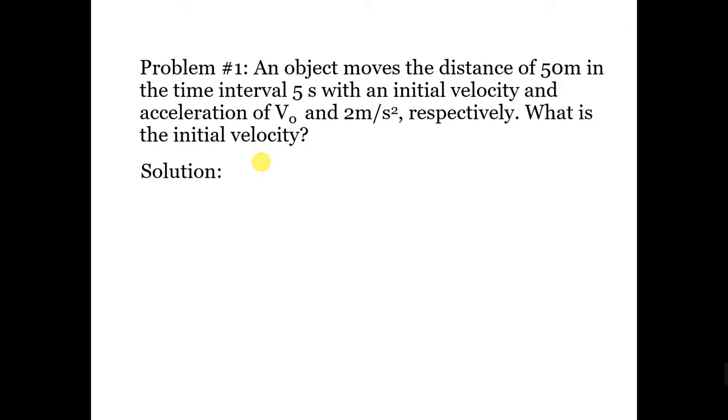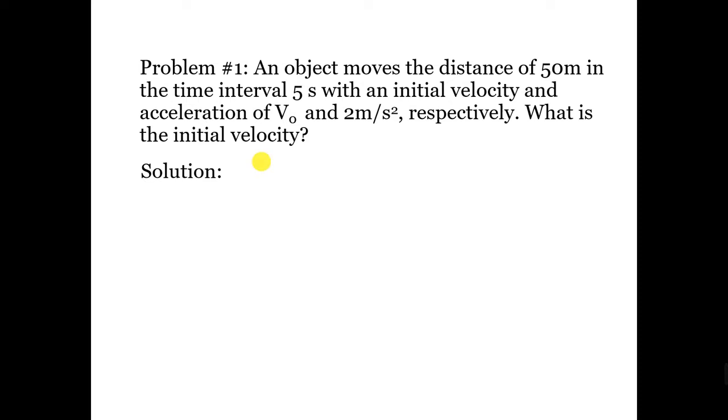Good day everyone. Let us try to solve some examples under one-dimensional motion problems with constant acceleration. For problem number 1, an object moves the distance of 50 meters in the time interval 5 seconds with an initial velocity and acceleration of v sub o and 2 meters per second squared respectively. Now the question is, what is the initial velocity?